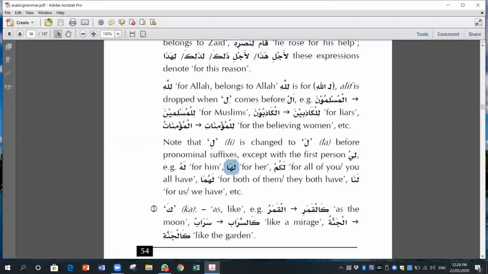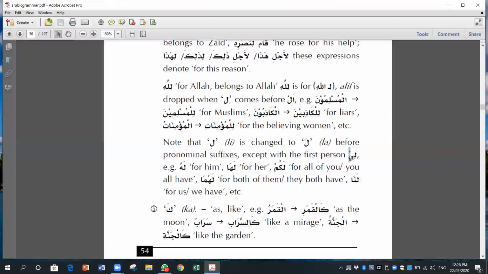Kum means you all, right? So la means for, lakum for you all, for all of you. Huma means they two, right? Both of them. So la means for, and huma means they both. We have done these pronouns. So lahuma means for both of them. I hope it's clear. Na is also a pronoun, right? Attached pronoun, na. So lana, for us. La means for, na means us. Lana, for us. Clear?